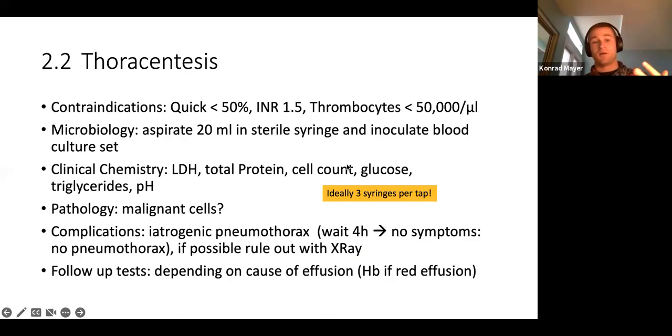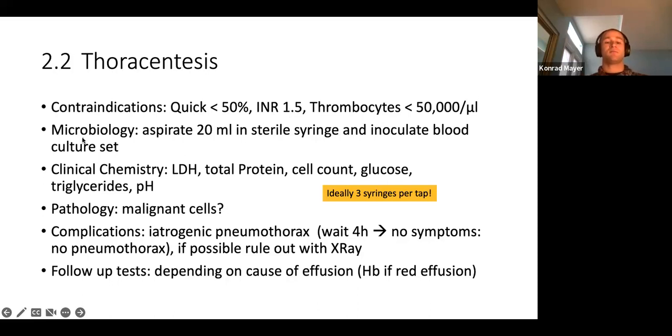So contraindications. When do I not perform a thoracentesis? I do not perform a thoracentesis if my thrombocytes are less than 50,000, or if my Quick is under 50%, or my INR is over 1.5. Basically, when the patient is at risk of bleeding too much, because I could cause a hemothorax, and I don't want to add that to what I already have. So these are contraindications. These should be remedied, ideally before performing a thoracentesis.